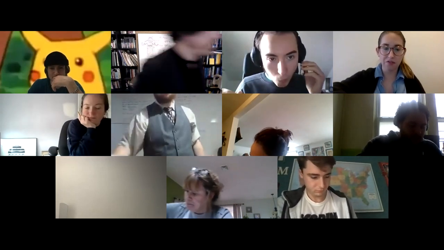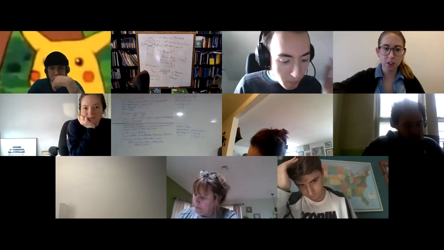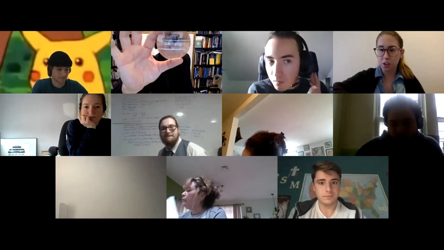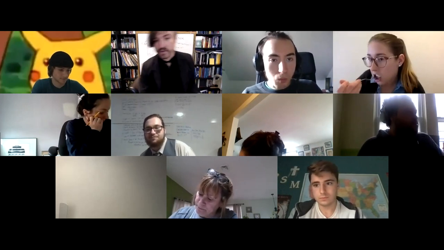In my hands over here, I have a convex lens. And a convex lens is basically the same thing as a magnifying glass, like Sherlock Holmes might use to investigate a clue, okay? Just like a magnifying glass. And a convex lens has some certain properties to it.